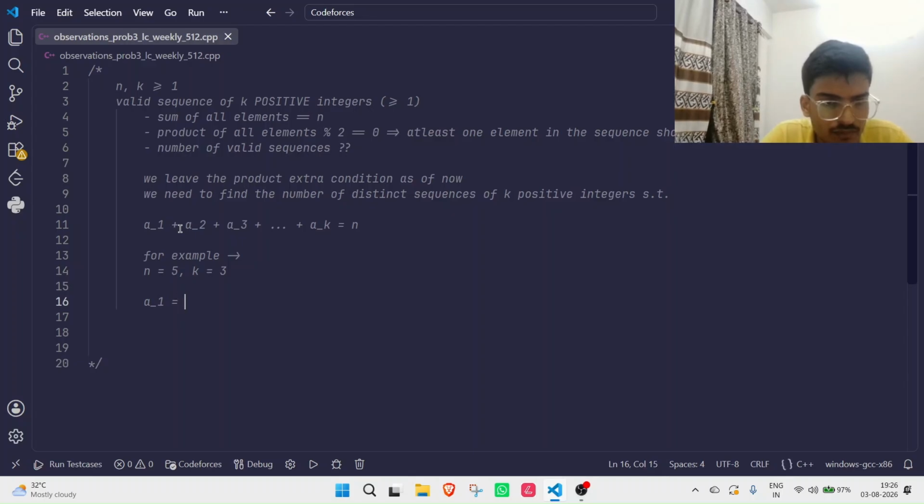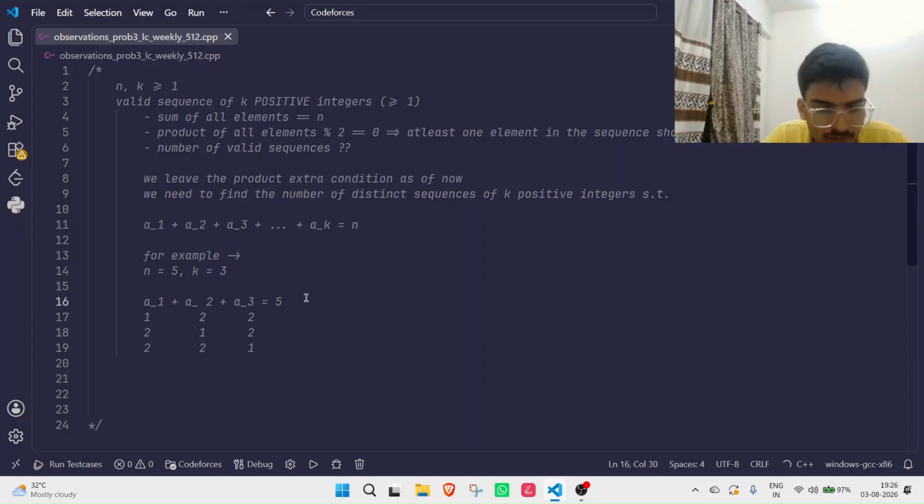a1 plus a2 plus a3 is equal to 5. So we can split 5 in how many ways? We can make it 1, 2, 2. We can make it 2, 1, 2, and 2, 2, 1. Other possible ways, and we have to maintain positive.